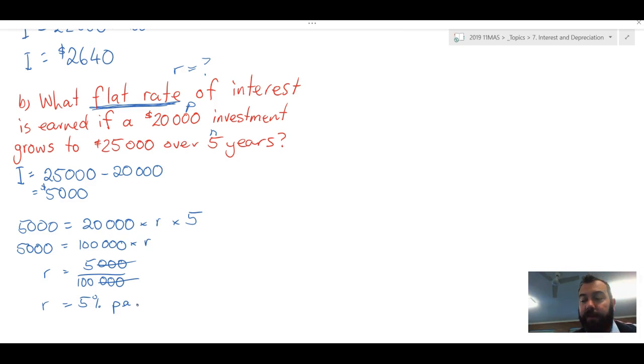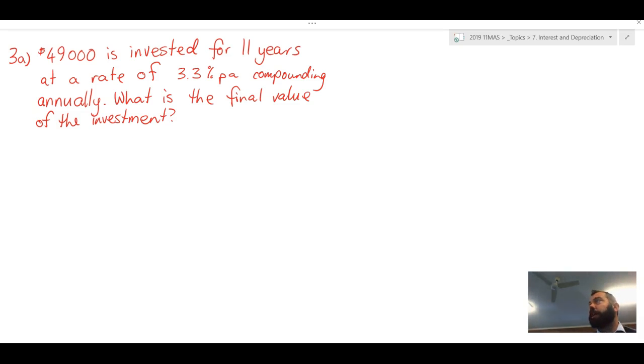We've got the formula, I equals PRN. We need to find out as many of those things as we can to begin with, substitute in, and then solve the resulting equation. Okay, we've got a compound interest question here. $49,000 invested 11 years at a rate of 3.3% per annum, compounding annually. Now that's the thing you want to see with these questions. Compounding annually means that you don't have to modify, probably, most of the information you're putting in.